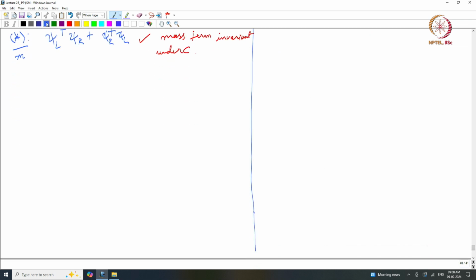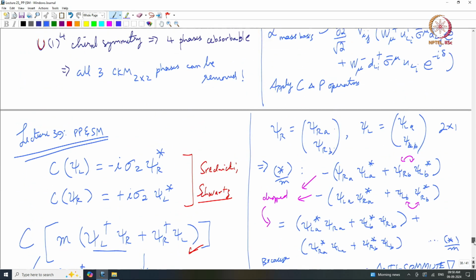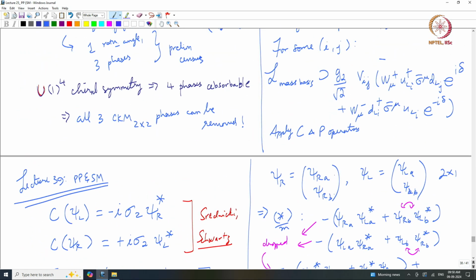Now, let us go back to the vector term. So, what about the vector term that we began with? What is the vector term? Here it is from the previous lecture, this term.